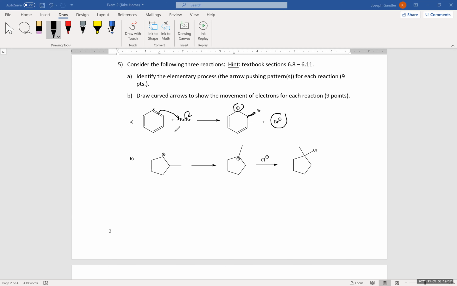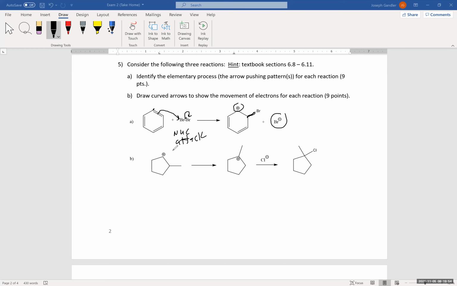And that's a nucleophilic attack, right? The electrons in the pi bond are attacking the bromine, all right? That's a nucleophilic attack. There's no rearrangement. You could also include a loss of a leaving group. I took nucleophilic attack as a correct answer, but the Br is leaving the Br2 molecule. So you can also point out there was a loss of a leaving group, okay? So that's the first one.